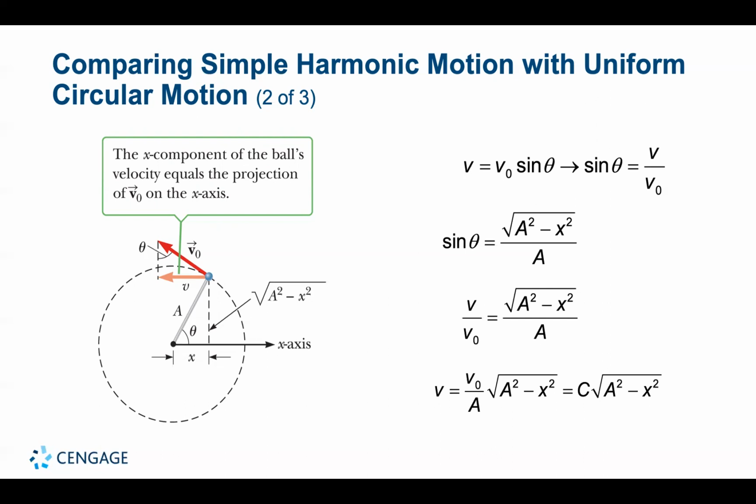Let's now look at the larger triangle in the figure. We can write down another expression for sine theta. Let's equate the right-hand side of the two expressions for sine theta. We can solve for v. The velocity of the ball in the x direction is related to the displacement x in exactly the same way as the velocity of an object undergoing simple harmonic motion. The shadow on the previous slide therefore moves with simple harmonic motion.